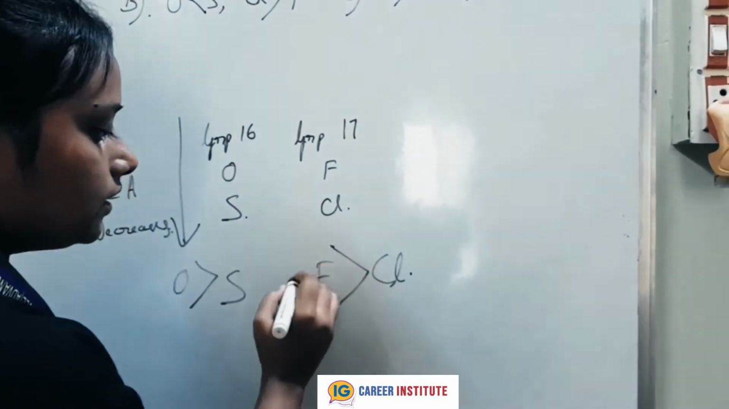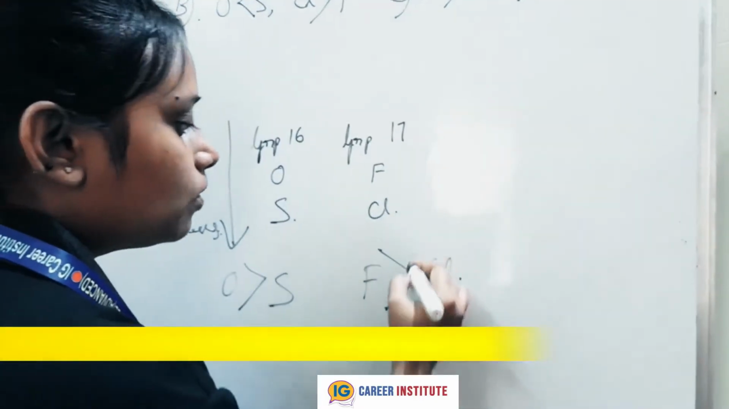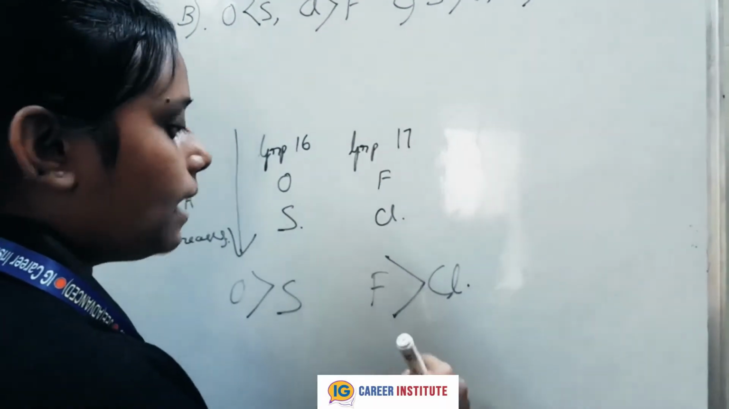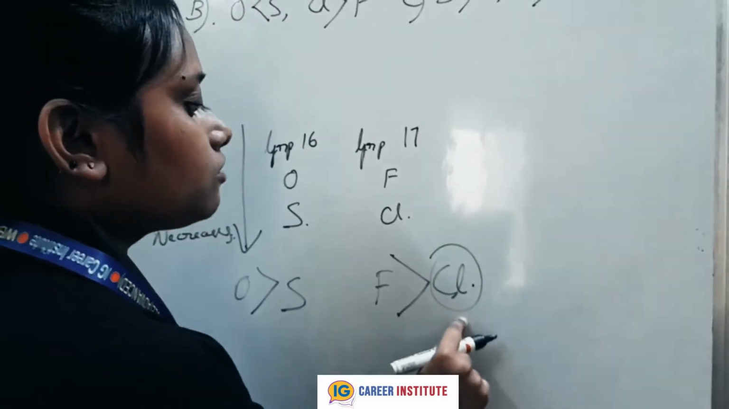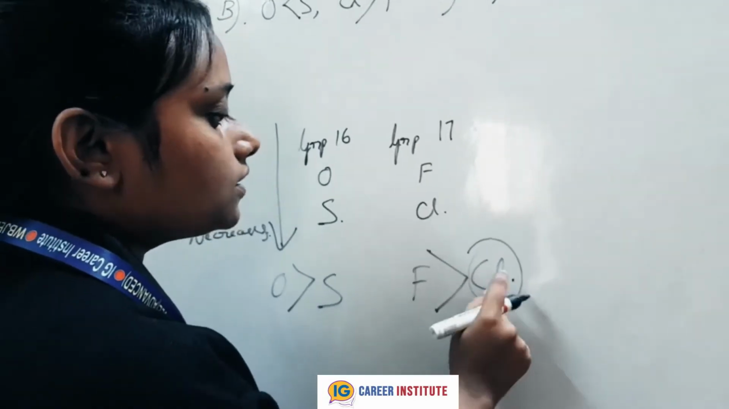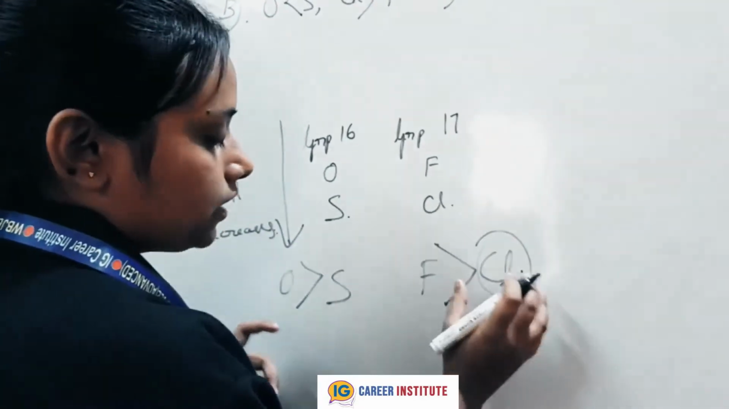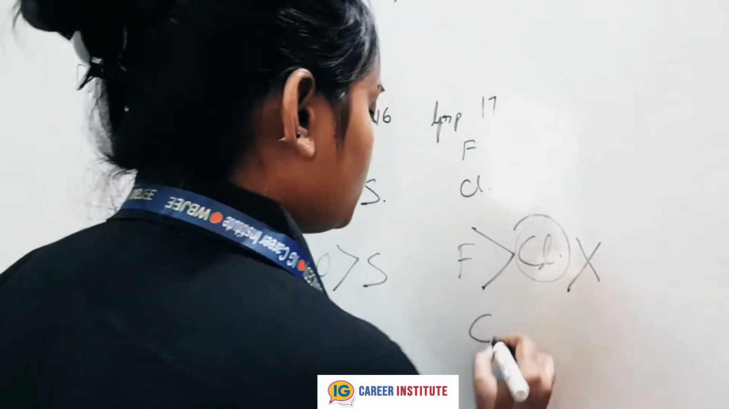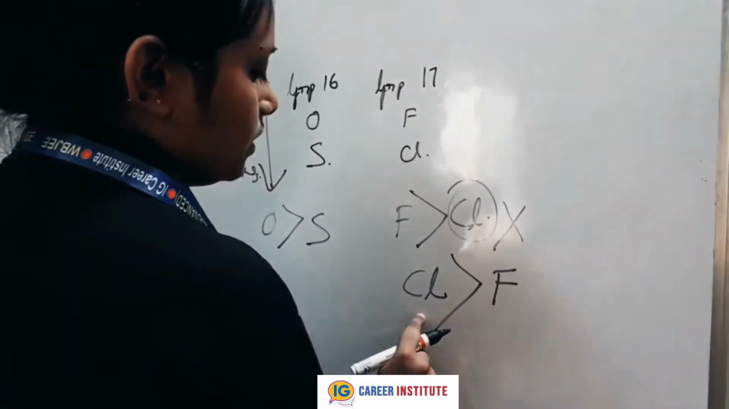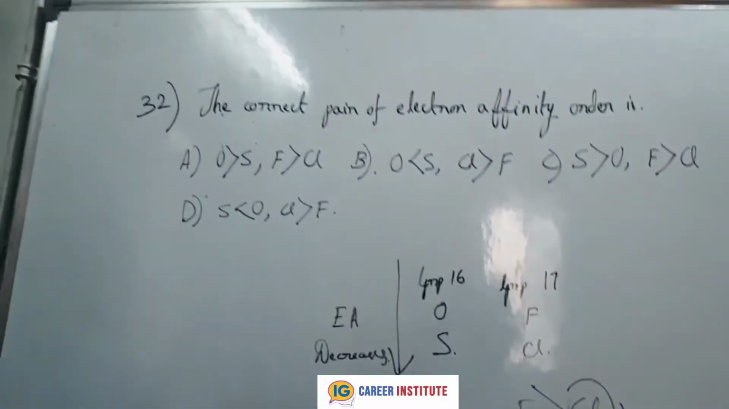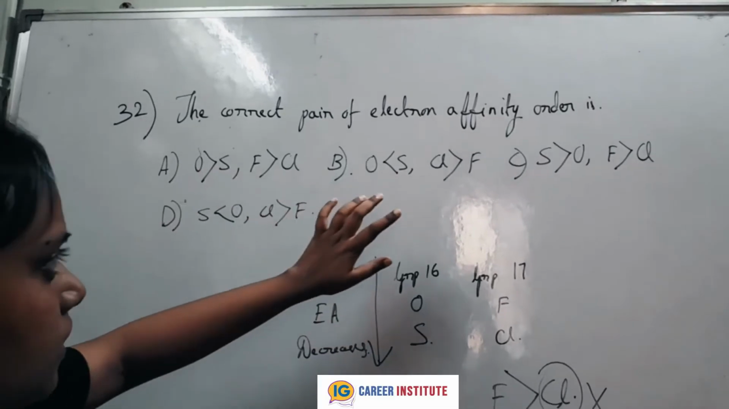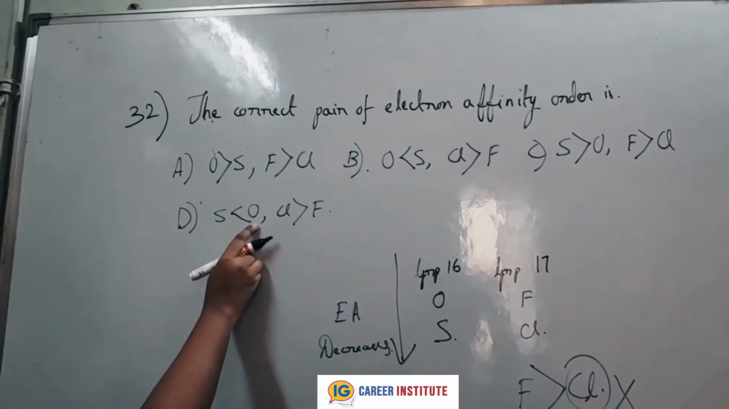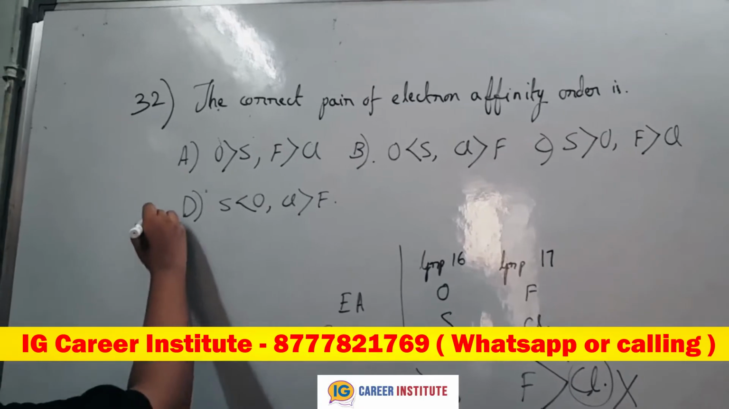Fluorine, being small in size, cannot accommodate the extra electrons, but chlorine, being bigger in size compared to fluorine, can accommodate the extra electrons that are coming in. So chlorine exhibits maximum electron affinity in group 17. Rather, chlorine is the element exhibiting the most electron affinity among all the elements in the periodic table. So this won't be the correct order. Chlorine actually has greater electron affinity than fluorine. So which is the correct order? Oxygen greater than sulfur, and chlorine greater than fluorine. So option D is the correct option.